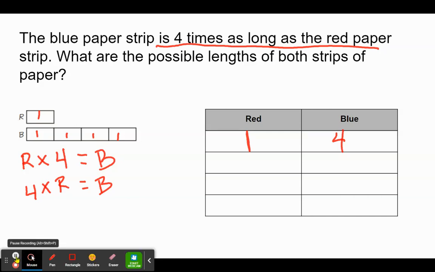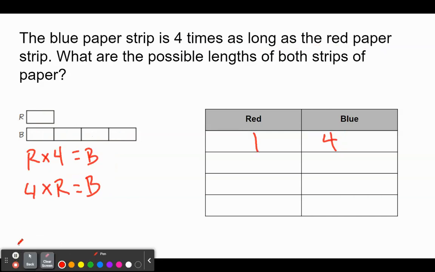Now, what if my red strip is 2? So if my red strip is 2, my blue strip has to be 4 times that. So it will be 2, then that would be 2 more, 2 more, 2 more for my blue strip. So my blue strip would be 2 times 4, which is going to equal 8. Okay?